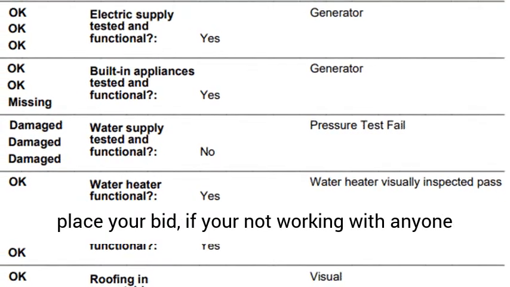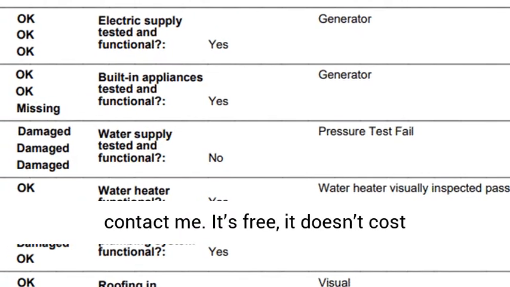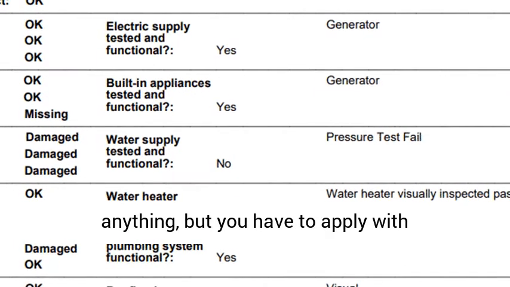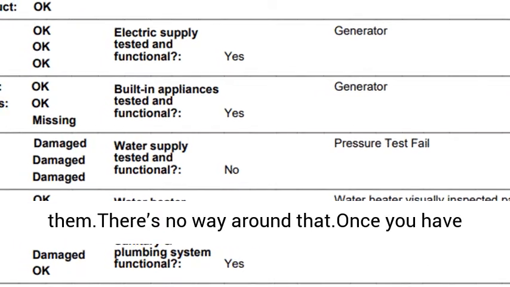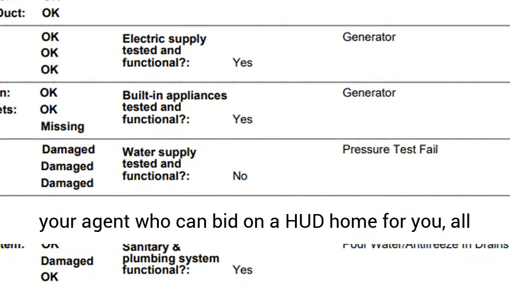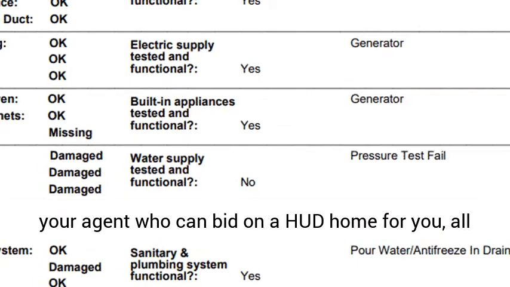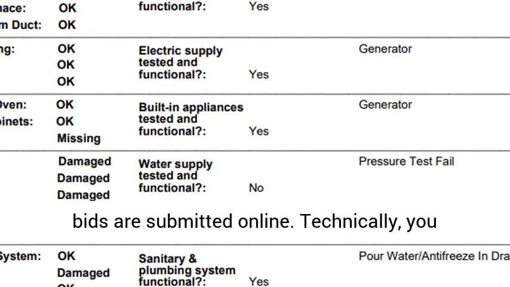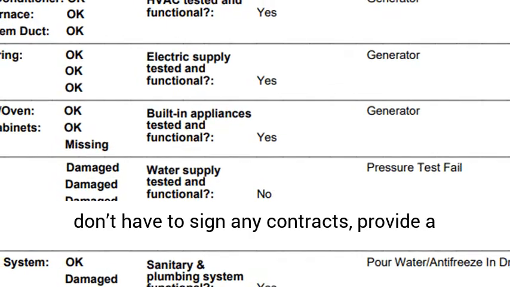You must have a realtor to place your bid. If you're not working with anyone, contact me. It's free, it doesn't cost anything, but you have to apply with them. There's no way around that. Once you have your agent who can bid on a HUD home for you, all bids are submitted online.